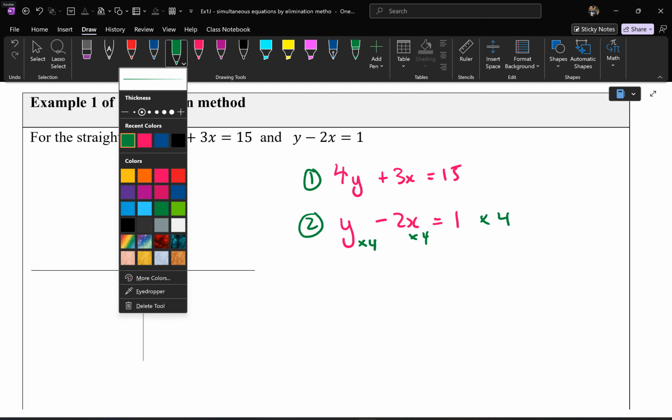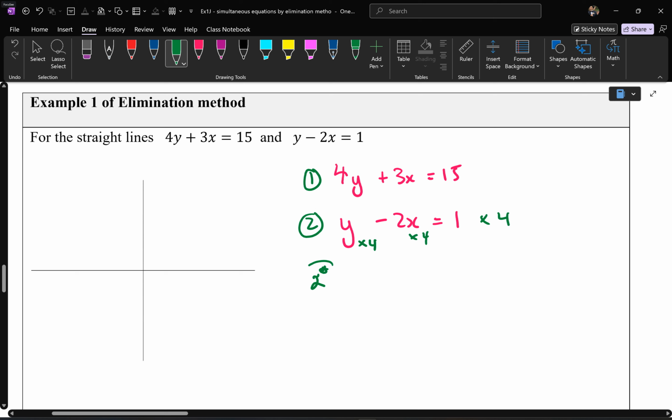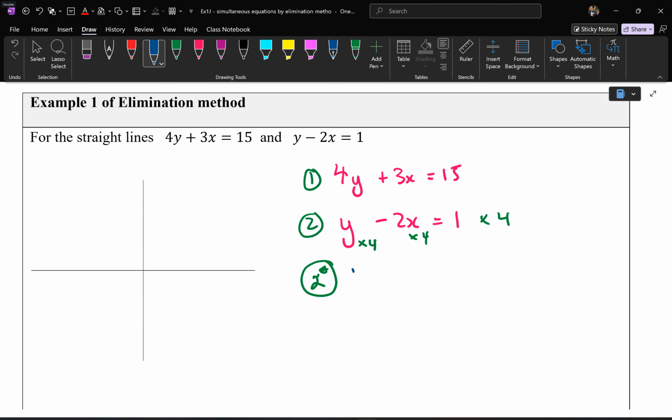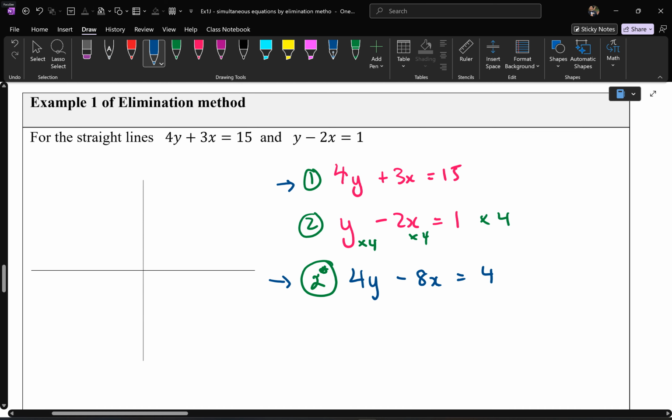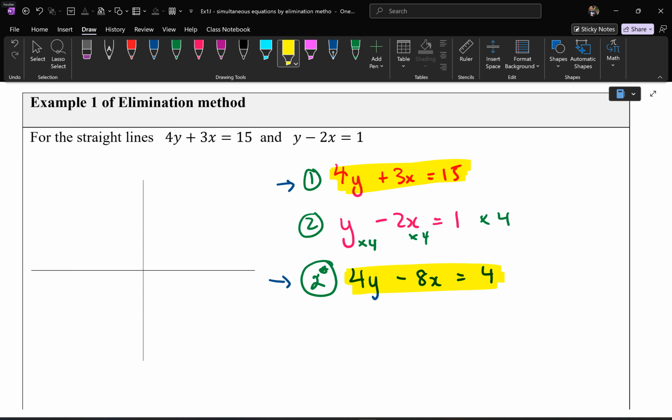Then my new equation 2 now looks like this. I'm going to do a star for it. So new equation 2 now looks like this: 4y minus 8x is equal to 4. This one, compared with equation 1, they both have now the same y quantity. Get that? Okay, so if you focus on it, I'll highlight it for you. Equation 1, equation 2, they both now have the same quantity of y's.